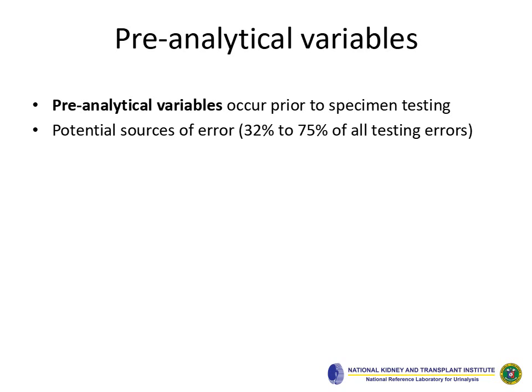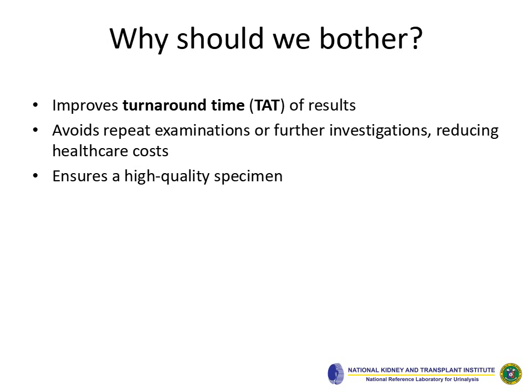Pre-analytical variables occur prior to specimen testing. They are potential sources of error, accounting for about 32% to 75% of all testing errors. Due attention to pre-analytics may actually improve turnaround time, avoid costly repeat examinations, and overall ensure a high-quality specimen fit for testing.